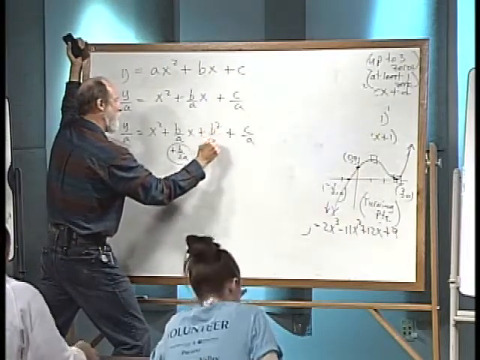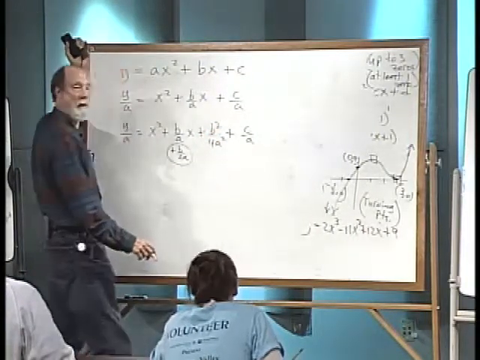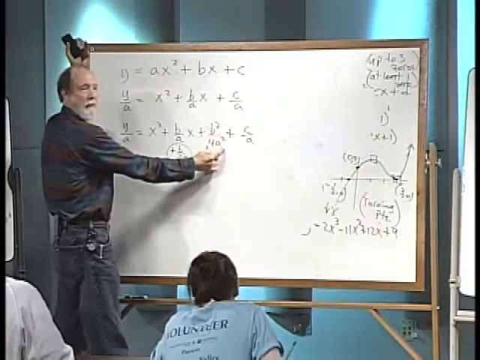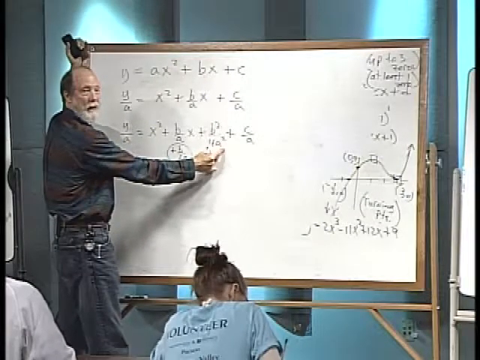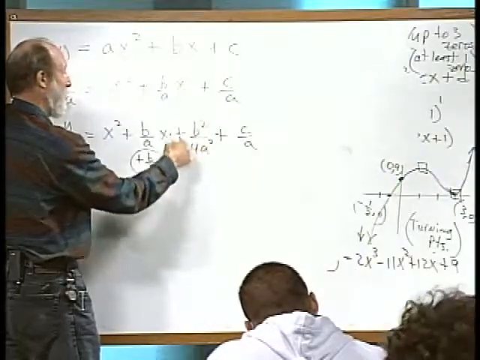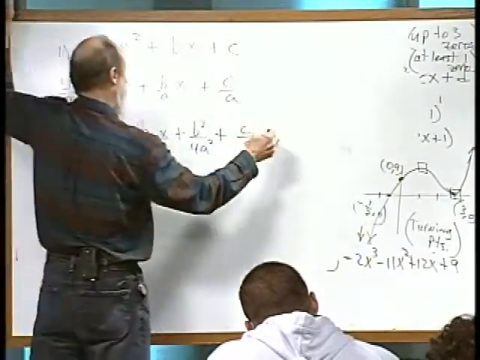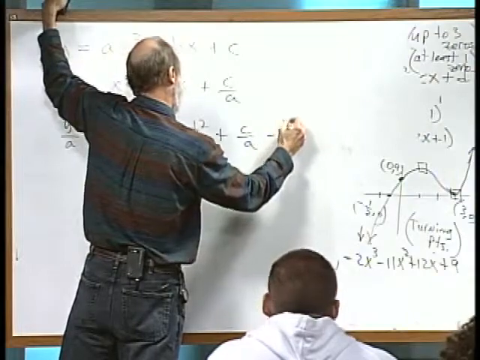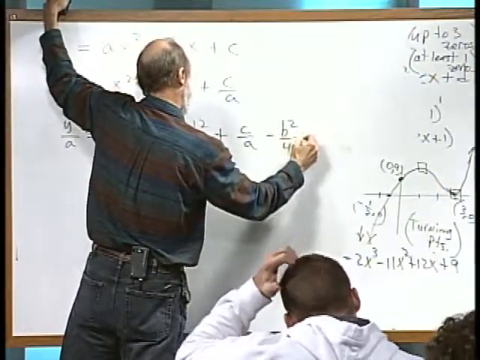b squared over 4a squared. I can't just go tossing this kind of thing into an equation though, can I? Otherwise I've changed the equation. I've added this much to the equation. So on the tail end, I'm going to subtract it off.